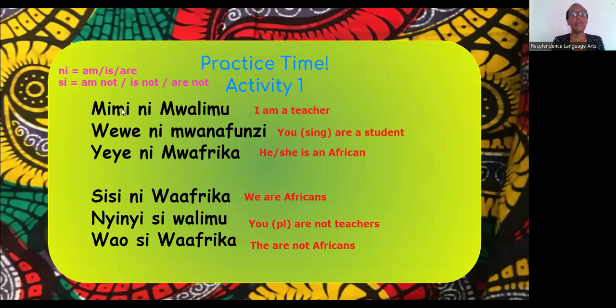All right. Mimi is I. Wewe is you as an individual. You. And yeye, he or she. Sisi, we. Nyinyi, you all. You, plural. And then wao is they.